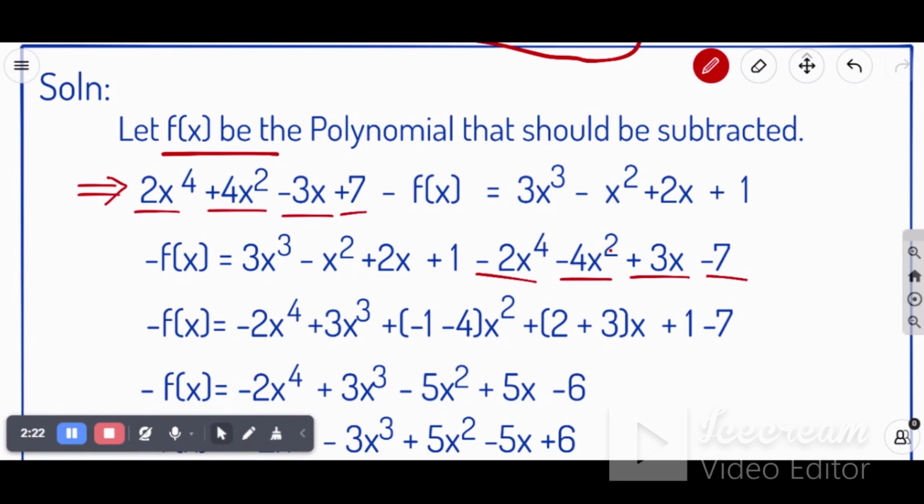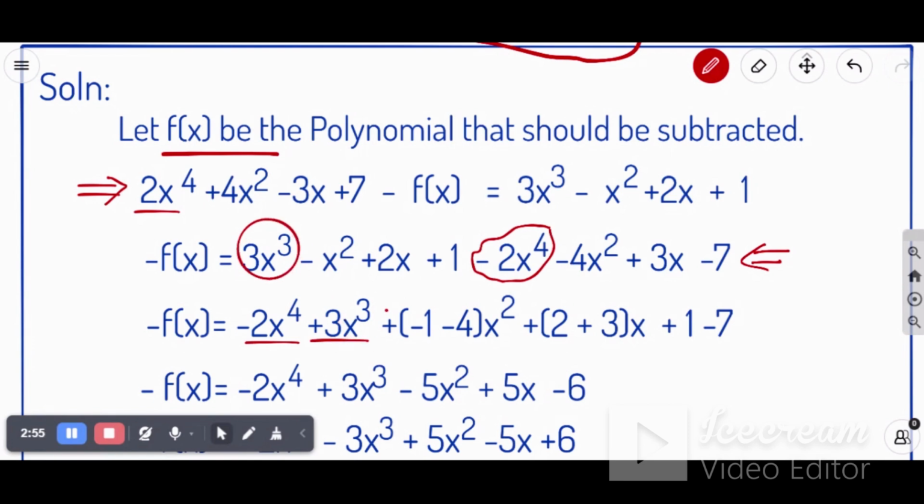Once you are done with this, you have to simplify further. Do remember, you have the minus f of x here. Keep it as such. Now I am writing the highest power first. In this line, the highest power is x power 4. So I am taking this first. Do we have any other x power 4 here? No. So I am writing this x power 4 as such. Then we have to go to x power 3. There is only one x power 3. So I am writing it as such.